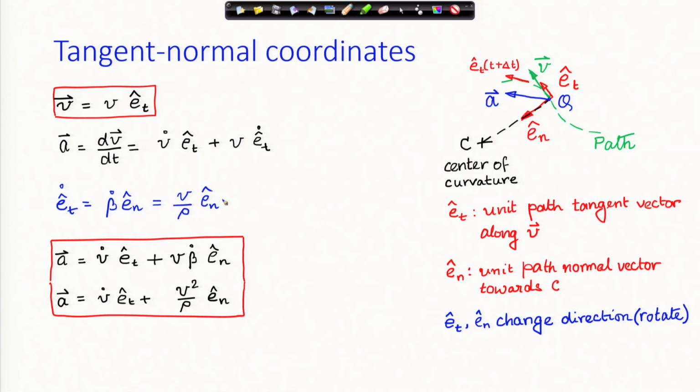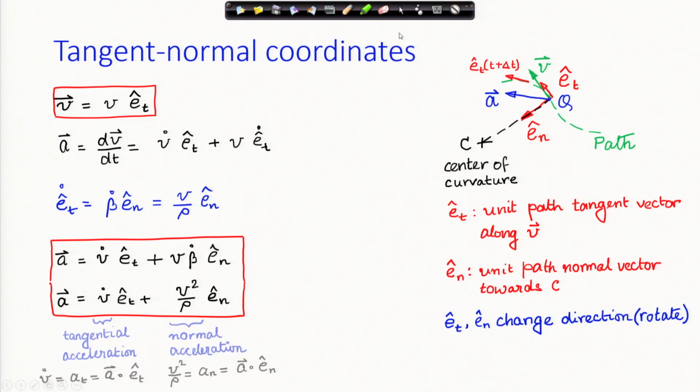Therefore, I just substitute it here and what I have is the expression of acceleration. So, I can have various expressions. Here I have written in terms of beta dot, here I have eliminated beta dot as v over rho, and I get this expression. Now, this expression of acceleration is very useful in finding out the radius of curvature of a moving particle, and that is what we are going to look at next.